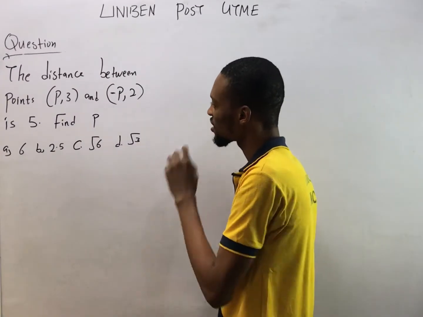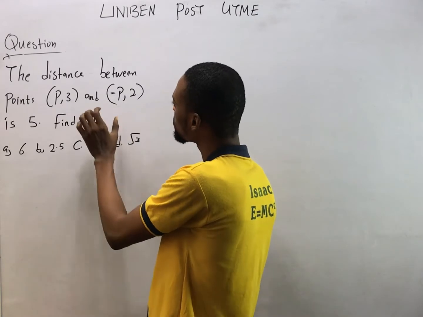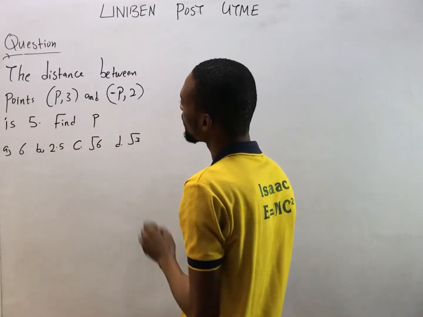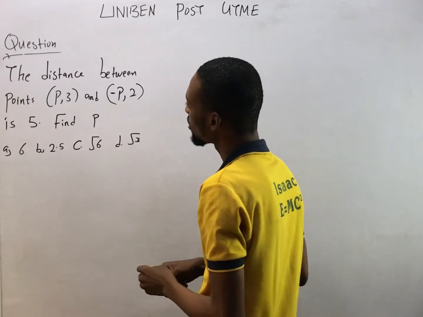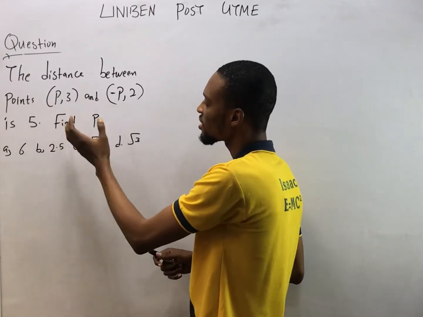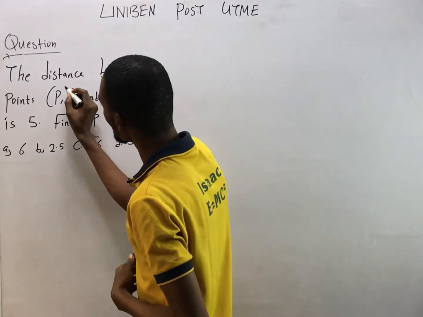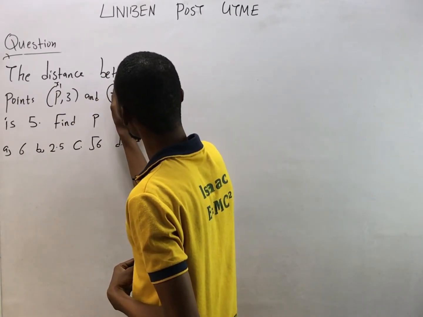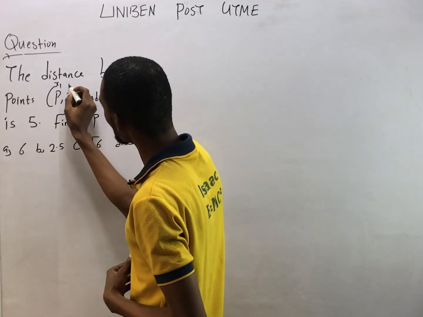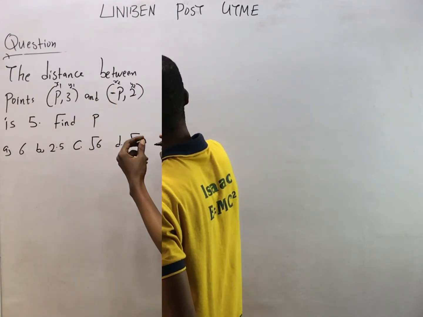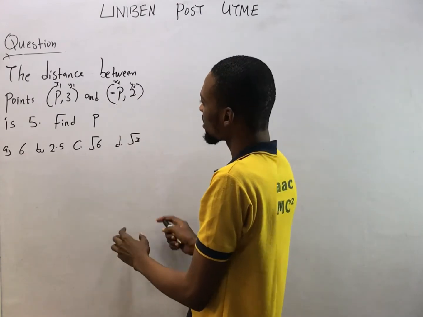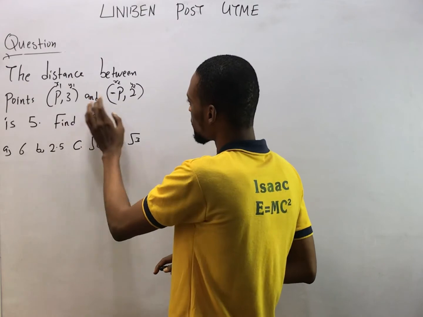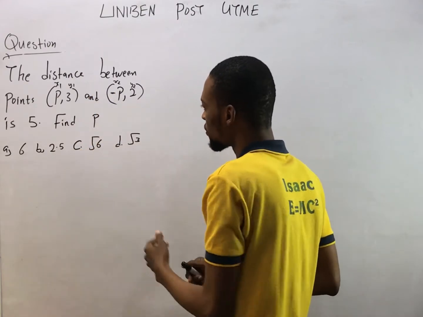Okay, this question says the distance between points this and this is 5. So find P. These are the coordinates of the 2 points. So this is your S1. This is your S2. So this is your first Y, which is Y1, and this is your Y2. And they are telling us that the distance between these 2 points is equal to 5. So point P and minus P, that's what we are looking for.